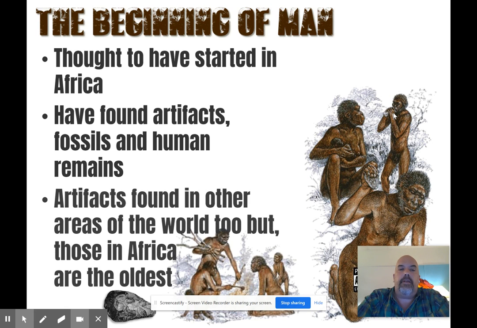There have been other artifacts found throughout the world. Artifacts have been found in South America and Australia. There have even been some found in Europe, but still the oldest ones are those found in Africa.